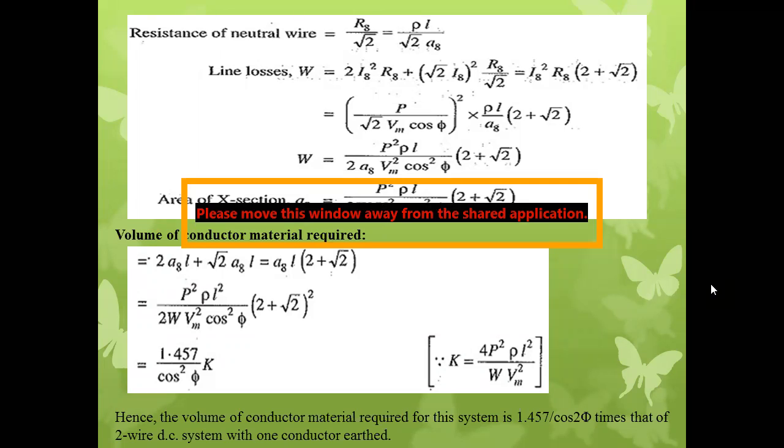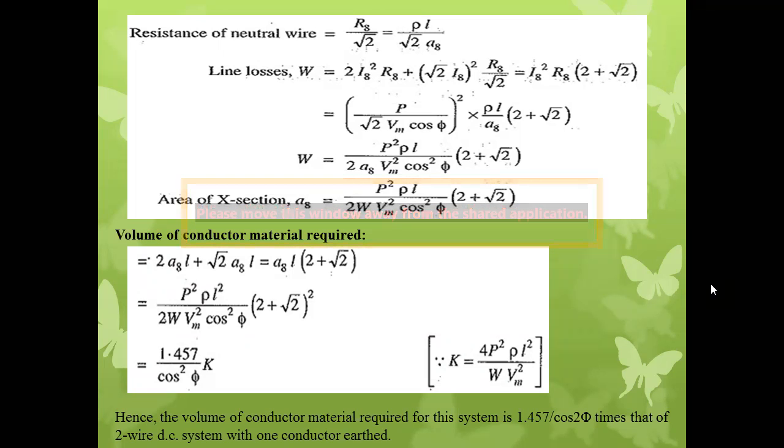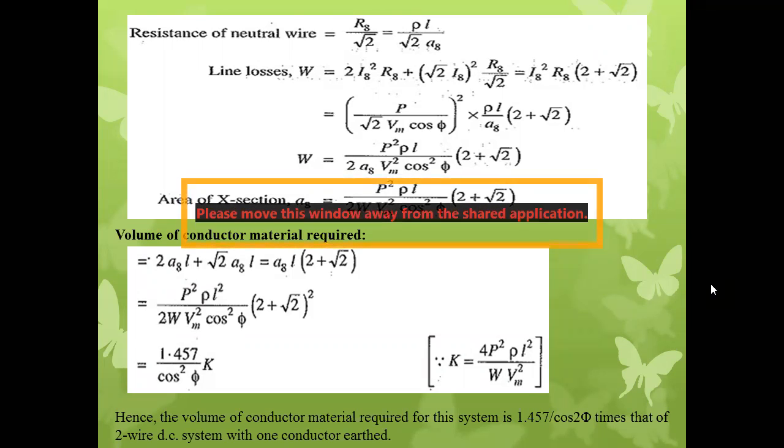1.457 into K divided by cos square phi. Okay. So by comparing with the two-wire DC system, it is found that the volume of conducting material required for this system, the two-phase three-wire system, is 1.457 divided by cos square phi times that of the two-wire DC system with one conductor earthed. Okay. So remember that this formula is very important.